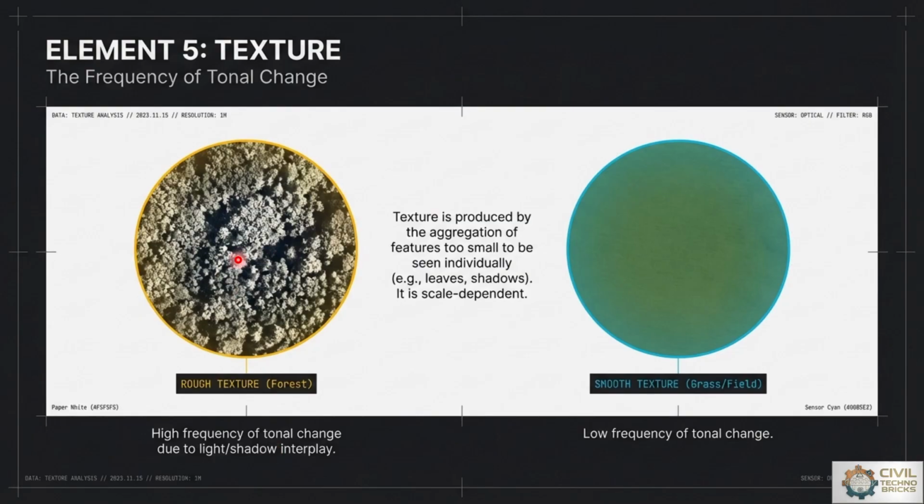Texture describes the frequency and arrangement of tonal changes within an image, providing information about its roughness characteristics. A smooth surface such as a water reservoir exhibits fine texture, while forest gives a coarser texture or high roughness value. From a civil engineering point of view, using texture for image interpretation includes terrain classification, geological mapping, and identification of erosion-prone regions.